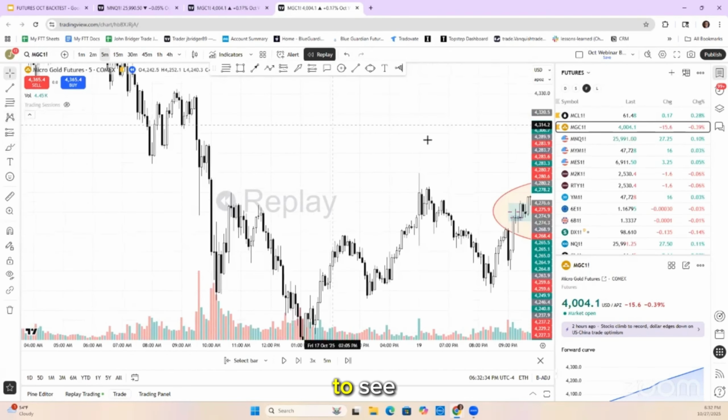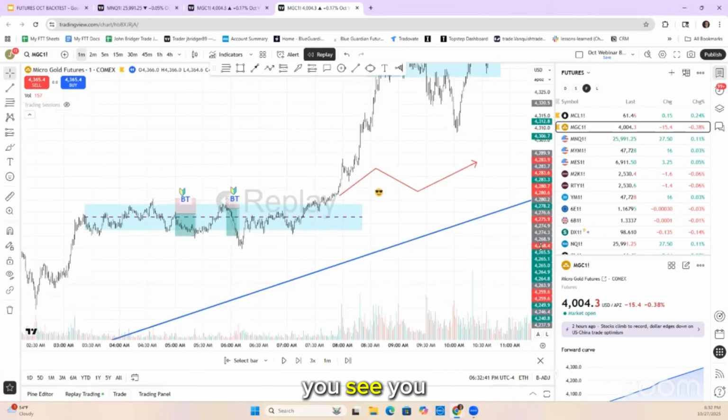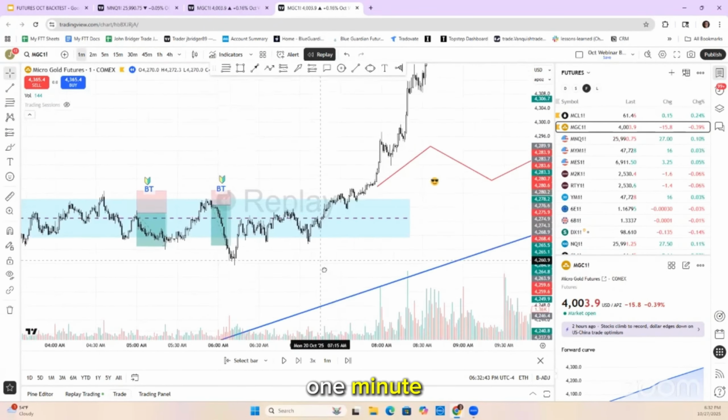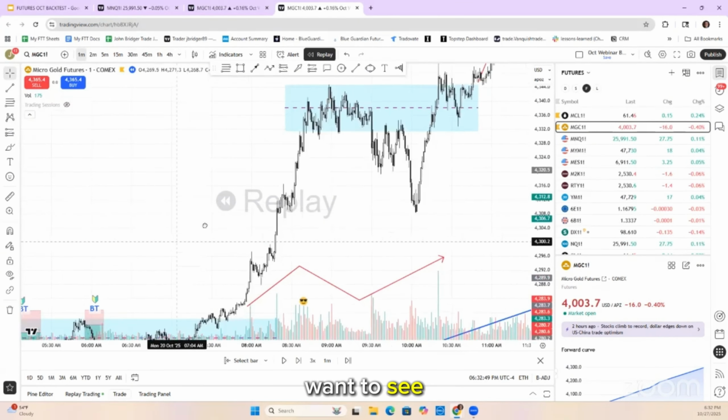You really want to get a chance to see this. This is actually too small, in my opinion, even though technically you can see you've got some balance there. That's on a 1 minute time frame. That's getting very tight. But I think you see the difference, right? You really want to see some range.